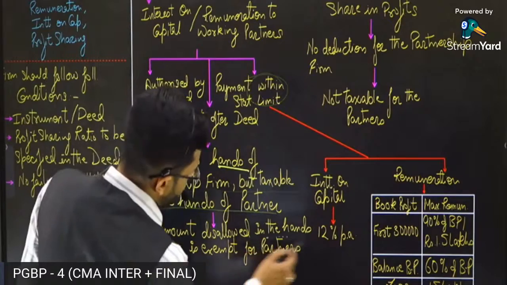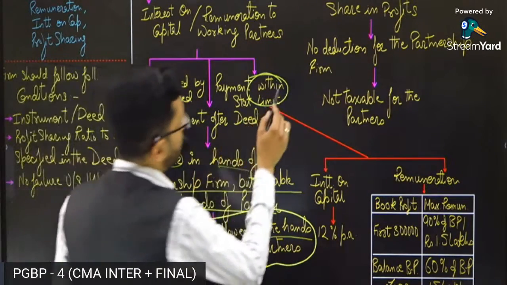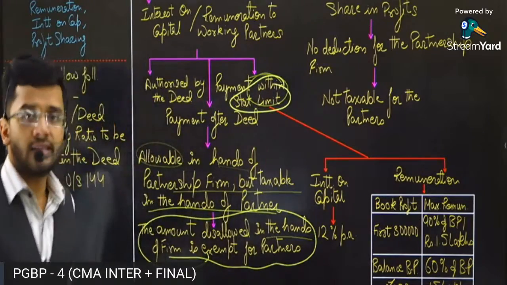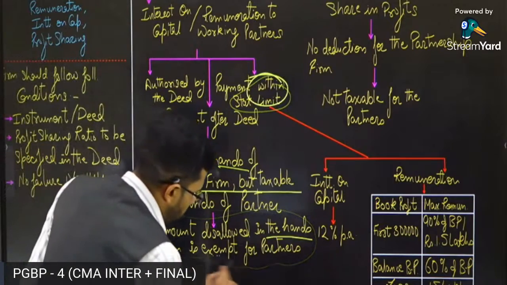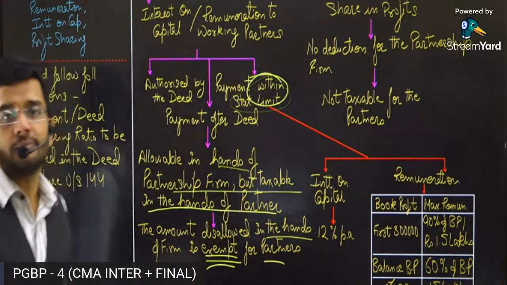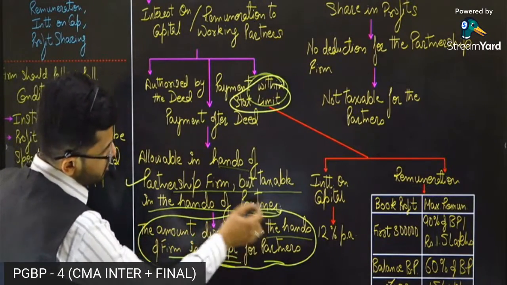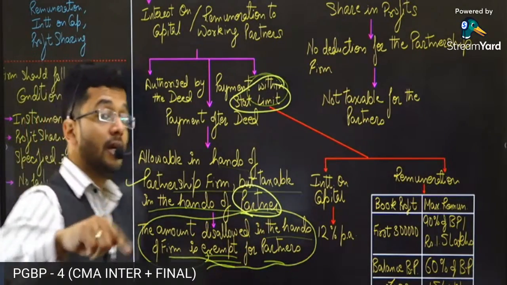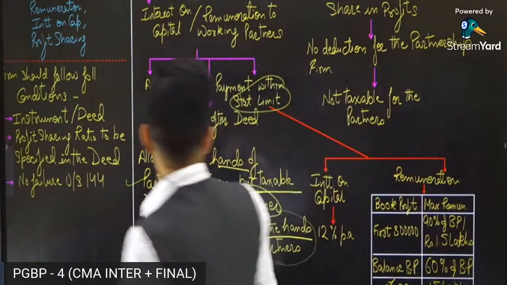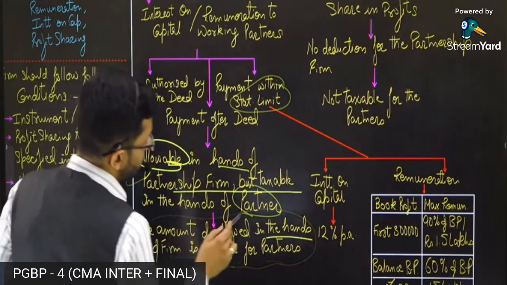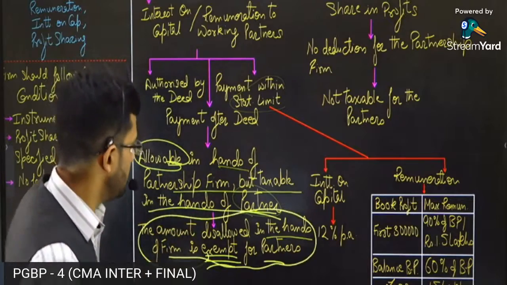The amount disallowed in the hands of the firm is exempt in the hands of the partners. Suppose you pay an amount which is more than your statutory limit, then the amount which is more than the statutory limit will be disallowed. And if the amount is disallowed, then the partner will not have to pay taxes on that amount. The partner will have to pay taxes only on the amount which is received by the partner and allowed in the hands of the partnership firm. So the first condition is that the income should be allowed in the hands of the partnership firm. Only then will it be taxable in the hands of the partners. That is the principal condition.